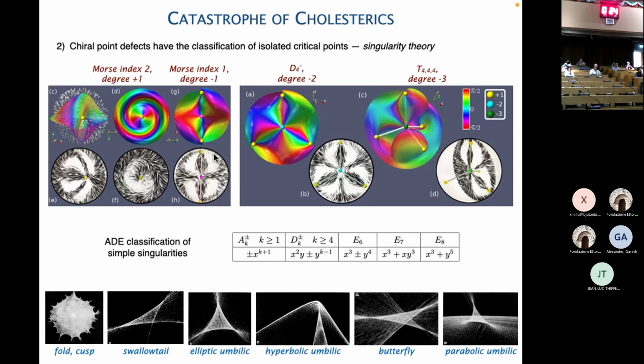And you can ask yourself which of the singularities that appear in the big long table actually are observed in the experimental system. And so far we've identified the following ones. So there are the elementary generic or Morse type singularities of Morse index 1 and 2, omitting the maxima and the minima by the maximum principle because these are harmonic functions.